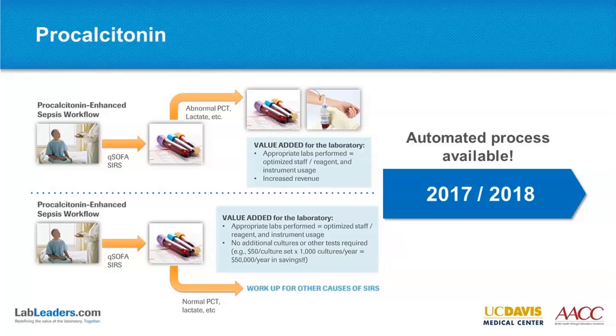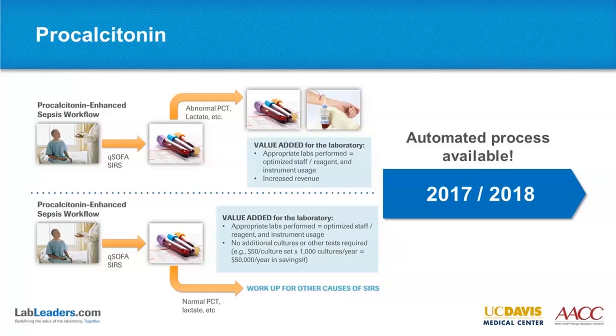In contrast, let's just say PCT was normal and lactic acid were normal. Maybe it's another issue. So in this case, the clinician may choose not to culture and work them up for other causes of SIRS. And let's just hypothetically say that it's $50 for culture. I know for those that do know the numbers, it may be more than that. It depends on your institution.